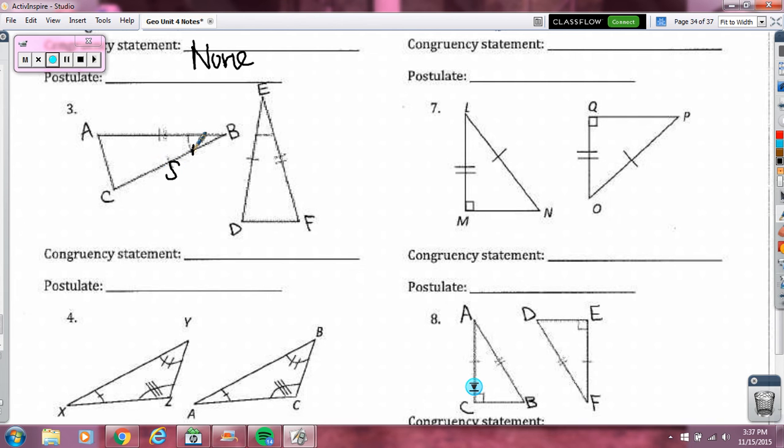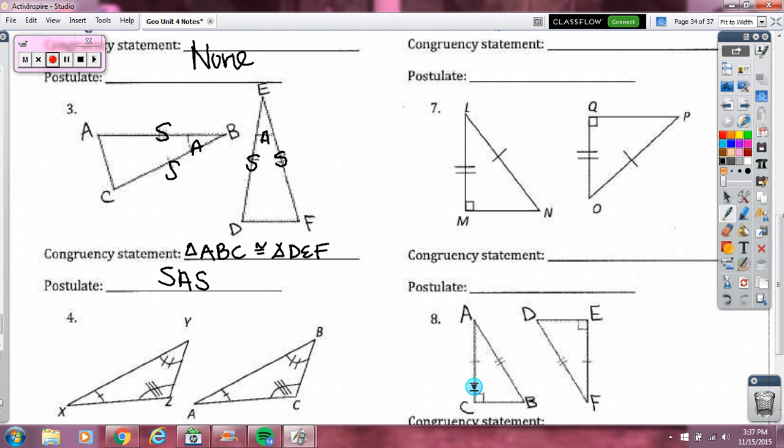I see a side, an angle, and a side on the first triangle, the same side, angle, and side on the second triangle. So that is our SAS postulate. Congruency statement. Let's see. A, B, C is congruent to triangle D, E, F. Cool.